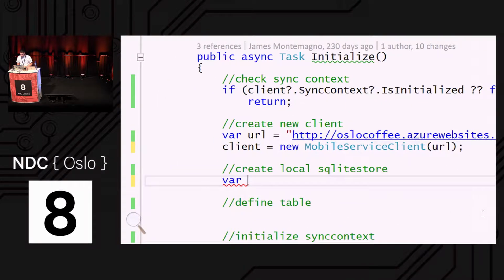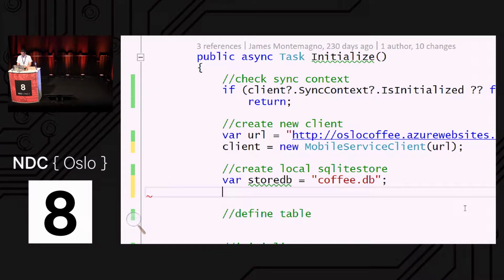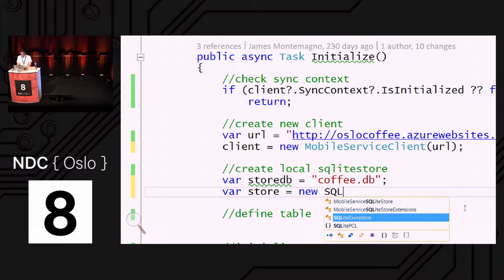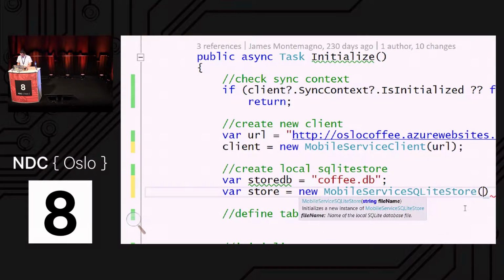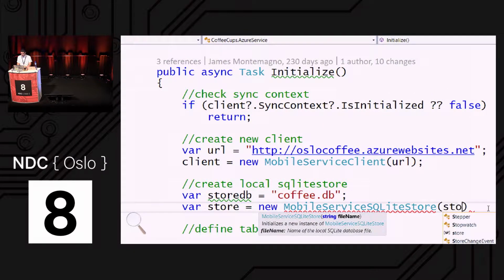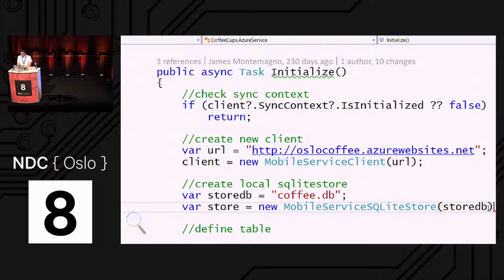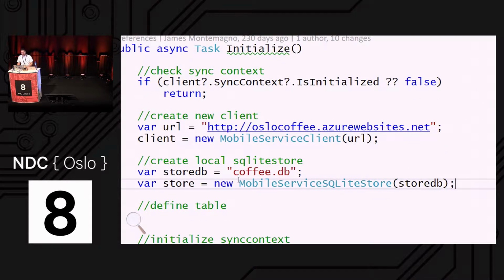So what I can do here is I can say var store db equals coffee.db, and then I can say var store equals new SQLite store. And what I can do is pass it in a store db, a file name. And what this is going to do is it's going to create a private database on iOS, Android, or Windows that it can do all the table entry for me.